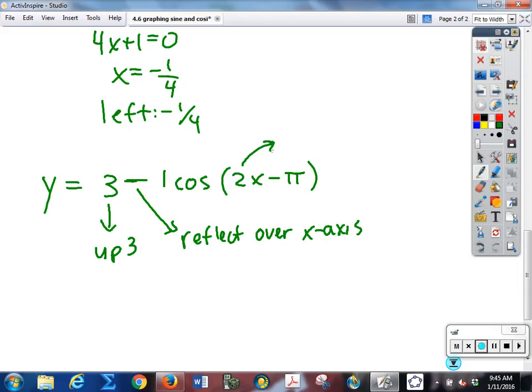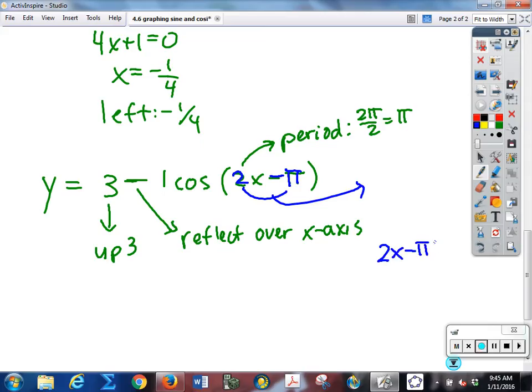2 pi divided by 2, so pi, yes? And then, what does this do to it? So those 2 together are what shifts it right and left. So it's going to become positive pi over 2, so you can move over pi over 2. Remember, you can always just set it equal to 0, so it goes right pi over 2. That's where it's going to start.